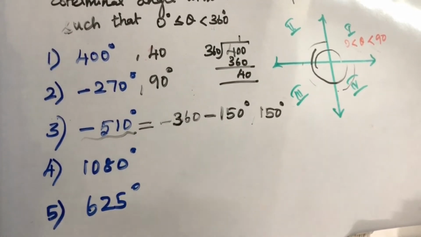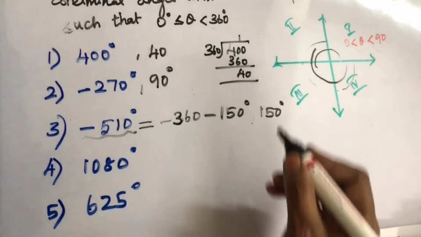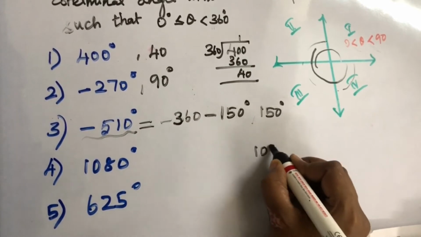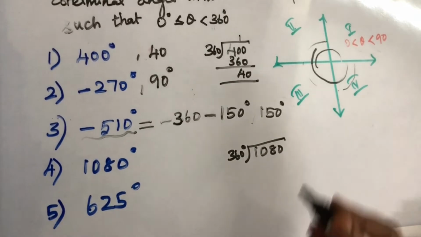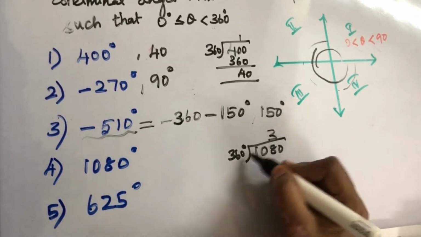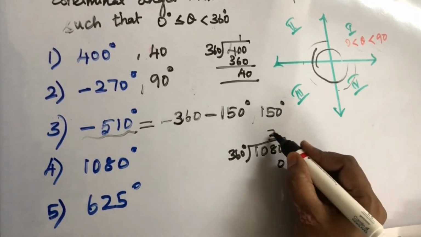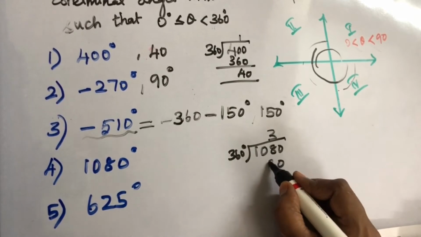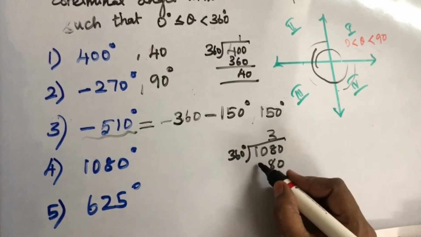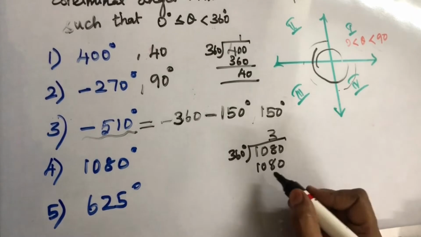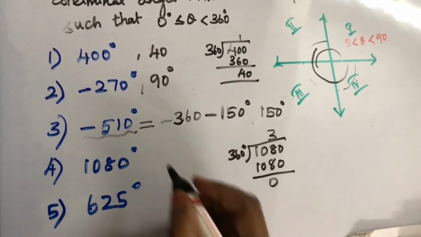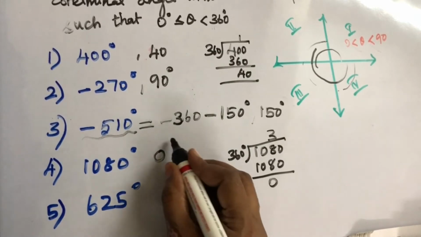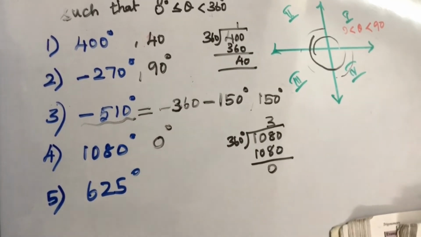What about this 1080 degree? Similarly you have to divide this 1080 with 360 degree. So 3 times it will go. 6 3s are 18, 3 3s are 9 plus 1, 10. So you will get the remainder as 0. So what is the coterminal angle? It is 0 degree.